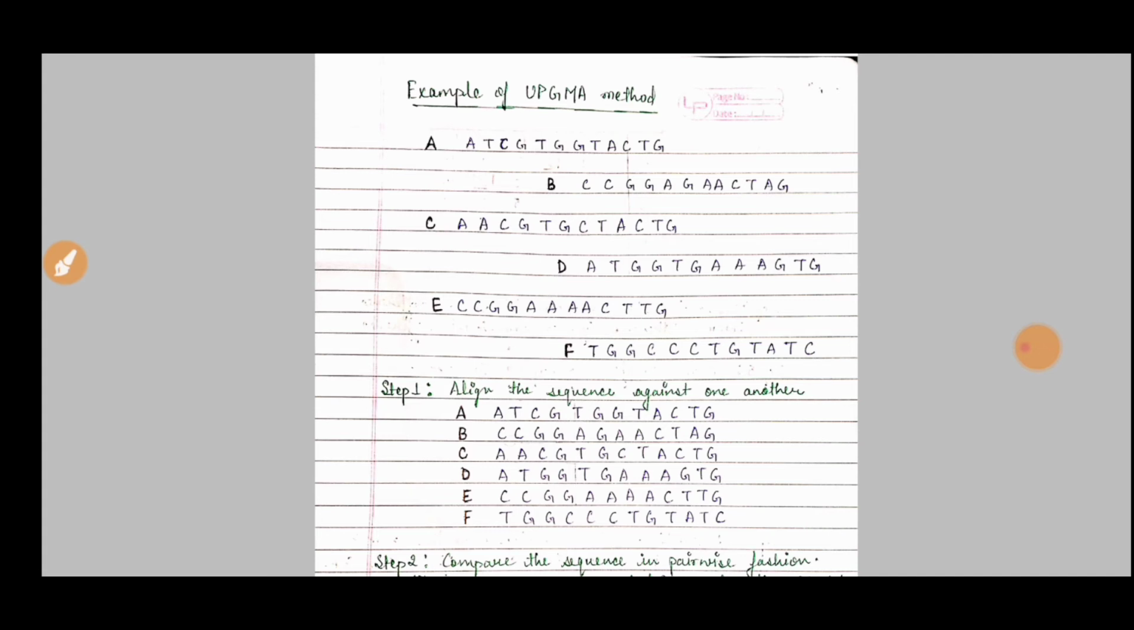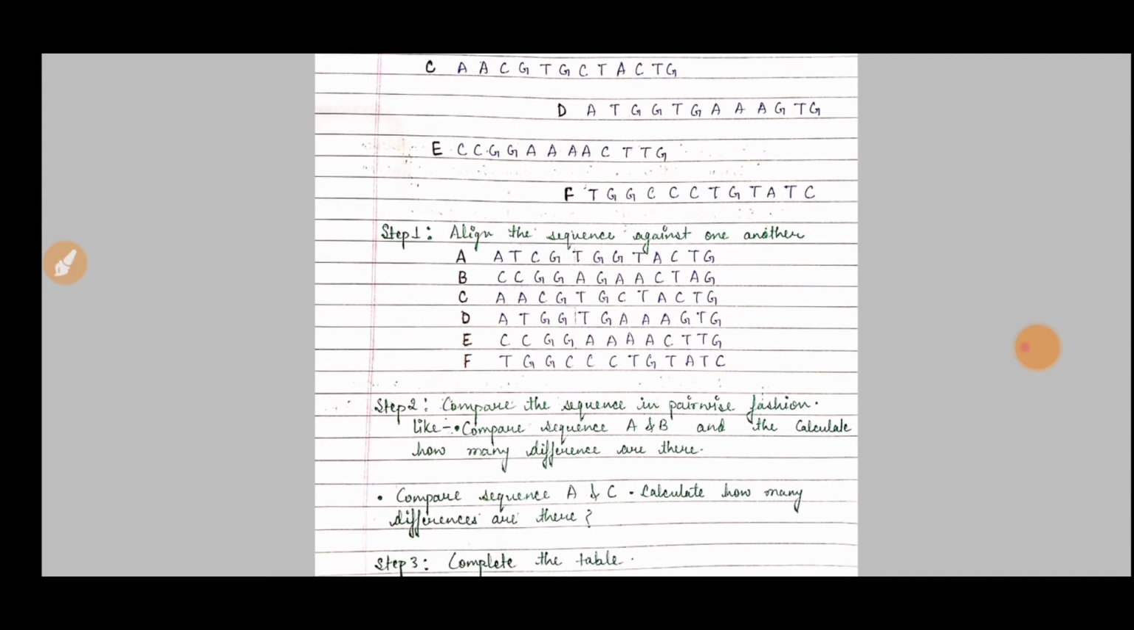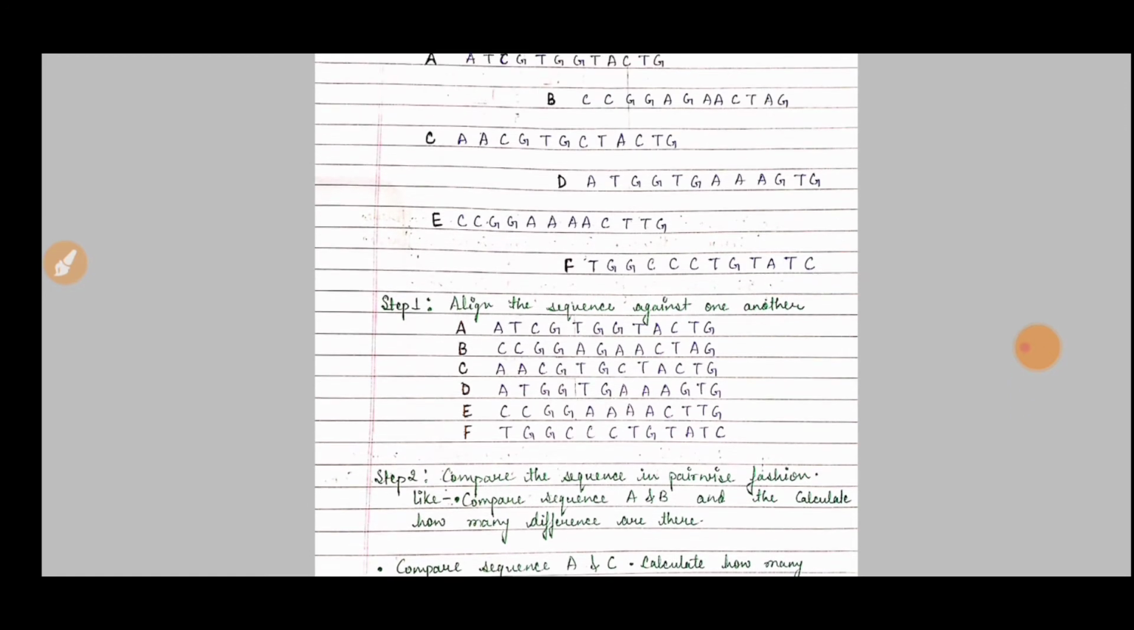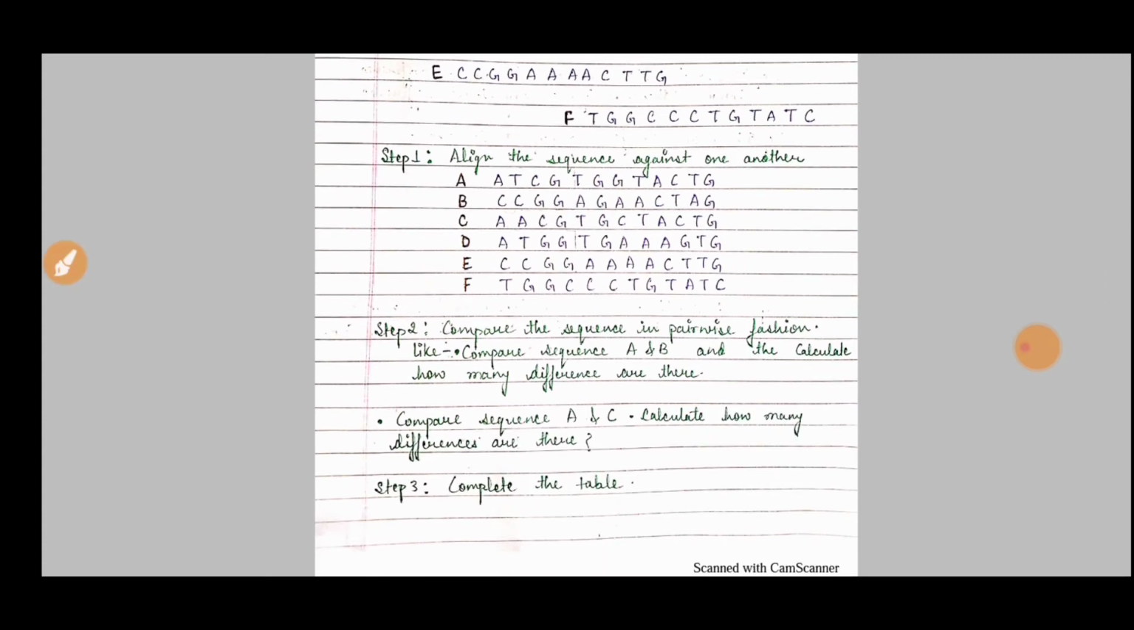Now, there are various steps to find a phylogenetic tree by the UPGMA method. So, come to the first step. Firstly, you have to align the sequences against one another. Now, when you align them, go to the second step, that is, compare the sequences in pairwise fashion. What is pairwise fashion? With one sequence, you have to compare the other sequences too.